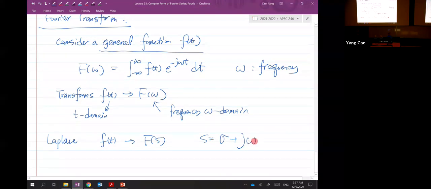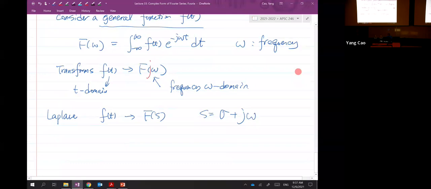And the only difference is s has a real part, sigma, but over here this is just omega. So sometimes people also put a j over here, because it's complex. So essentially, let me maybe put it down here. There's a very quick connection, but it's not very rigorous.